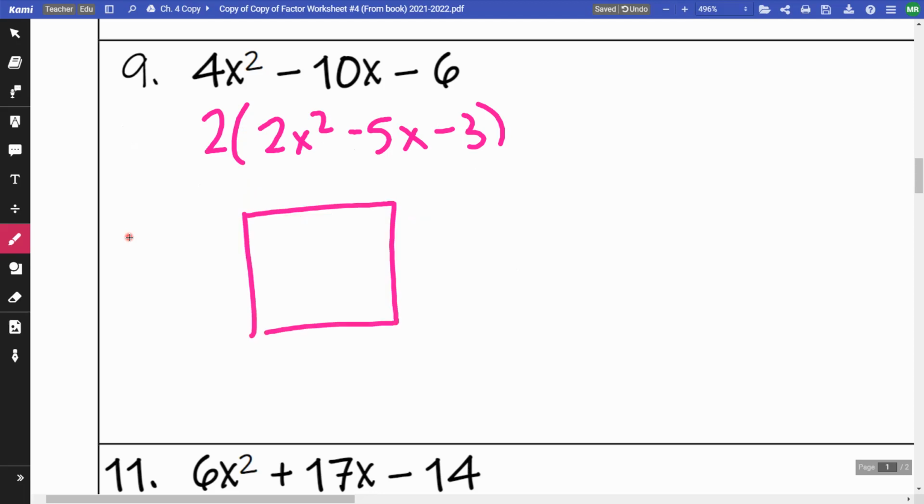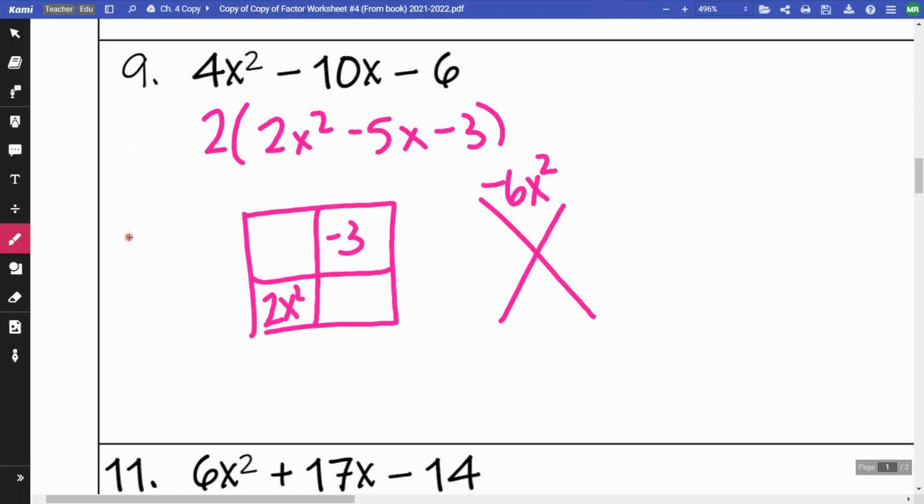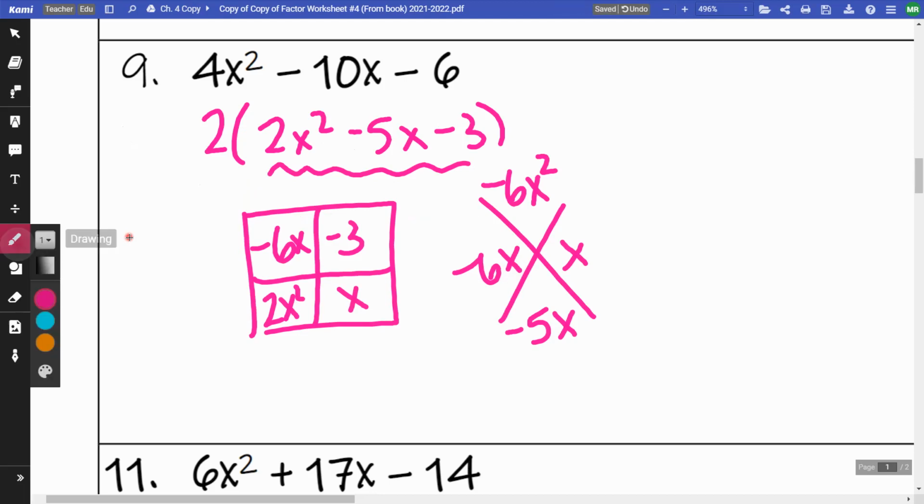So I'm going to do a box to diamond. I'm going to put my 2x squared here and my negative 3 here. That's going to multiply to a negative 6x squared and add to my negative 5x in this trinomial. So that is going to end up being a negative 6x and an x. So one of these is a negative 6x and one of them's an x. Since I could do my diamond, I know it is factorable.